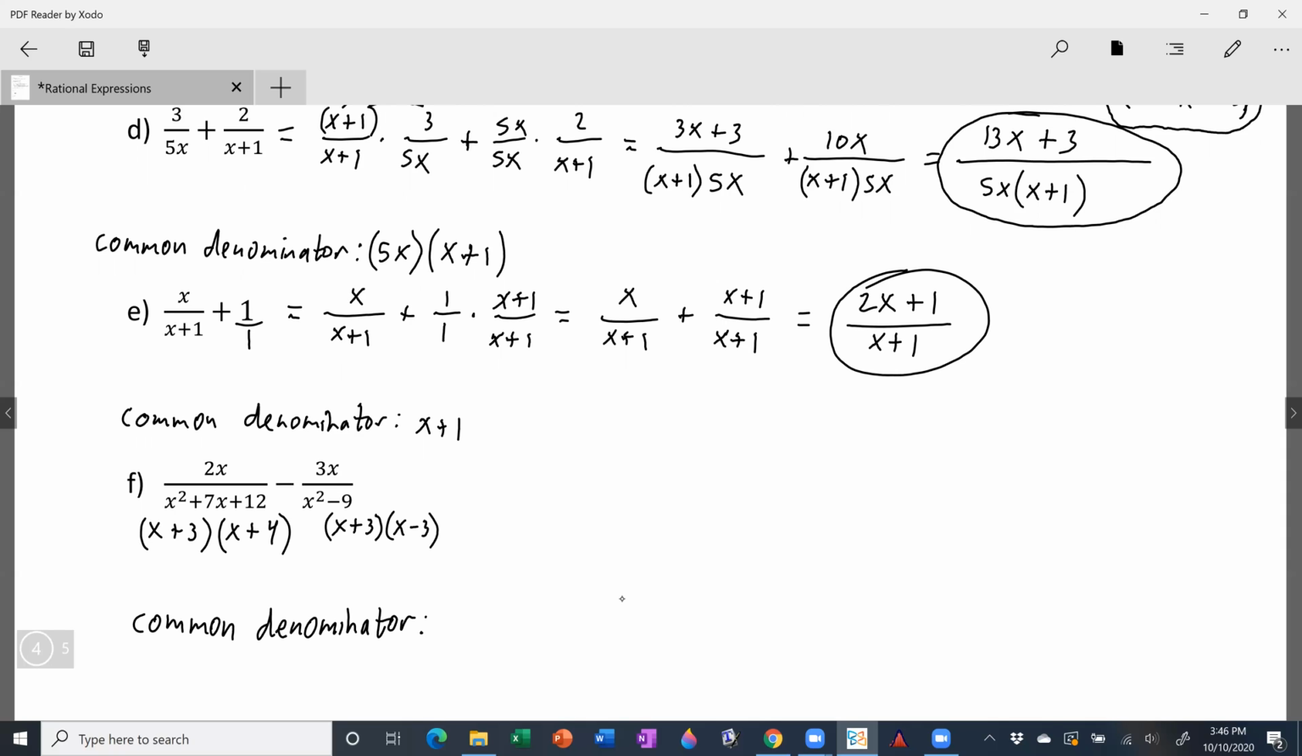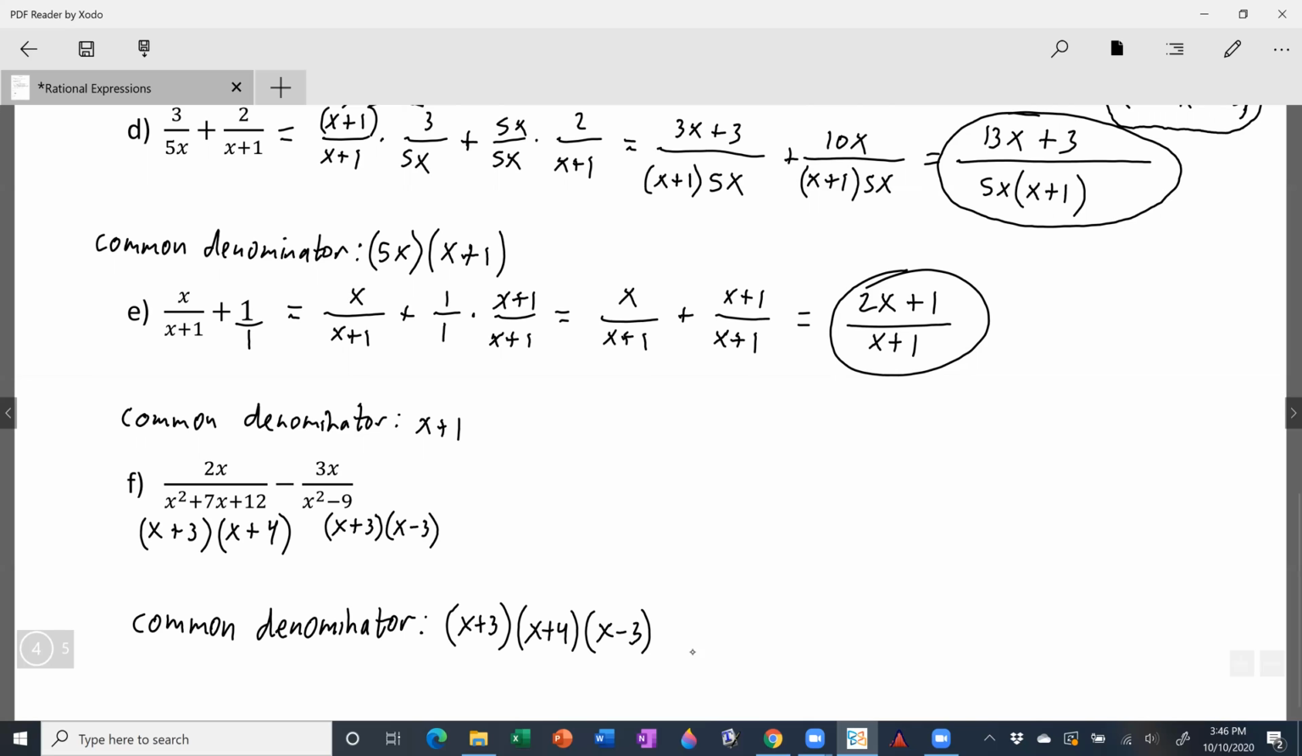And we want to think about what's the minimum thing that we need that can be divided by both of those parts. The way that I think about it is, there has to be an x plus 3 involved. There has to be an x plus 4 involved. And then over here, there's also an x minus 3, which is a completely different animal than x plus 3. There has to be all of those different parts involved.